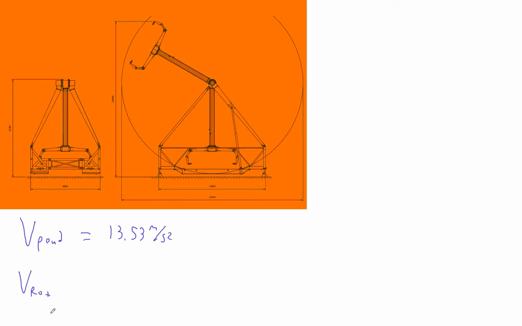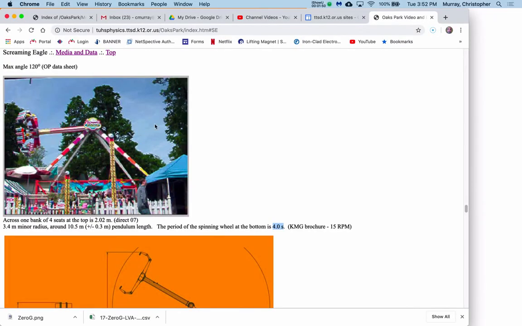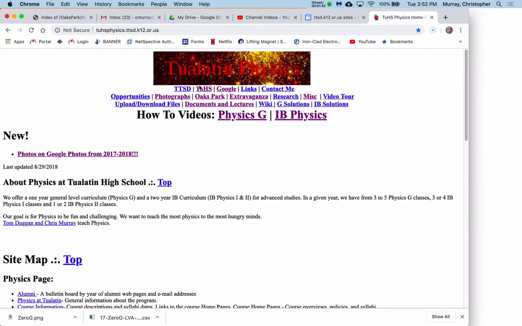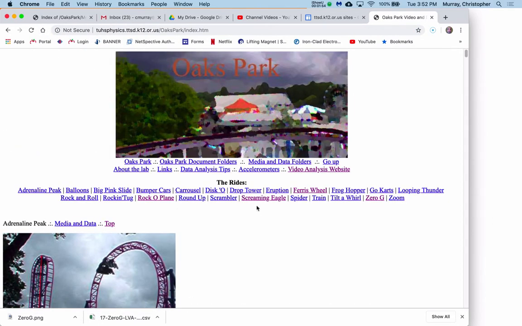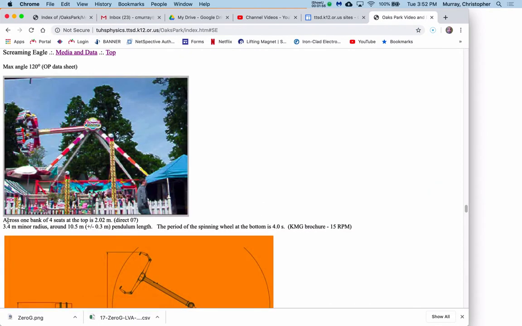Let me show you where we can find that. Go to the physics website, go to Oaks Park, go to Screaming Eagle, and there's all the information. We know that the radius of this little rotating part is 3.4 meters, which means it's 6.8 across. That seems right. And we know that it's got a period of 4 seconds.